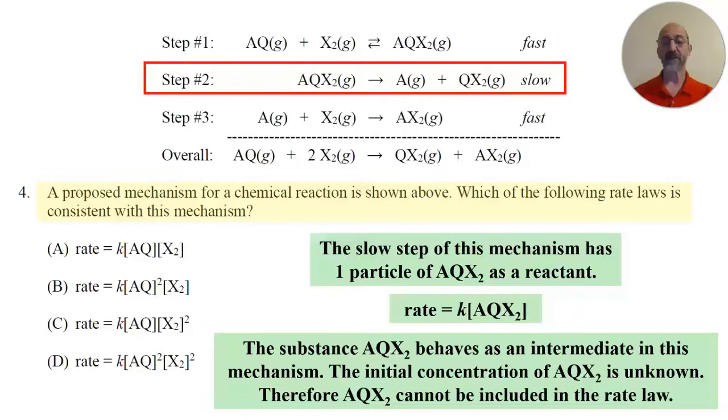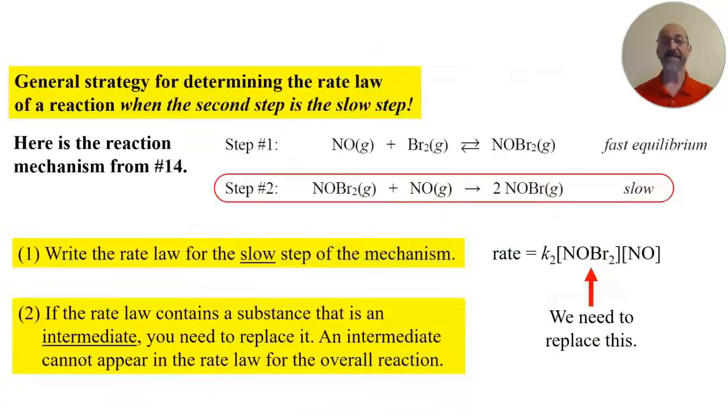And since the initial concentration is unknown, it cannot be included in the rate law. So what do we do now? Well, I can tell you that in my video for topics 5.4 to 5.11, and I have included a link to that video in the video description area, I did present a general strategy for solving this type of problem.